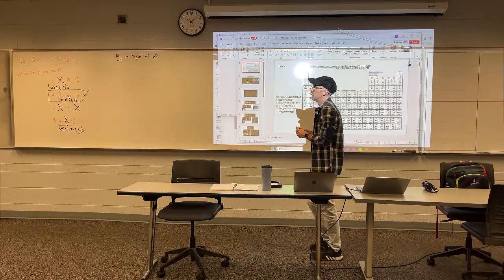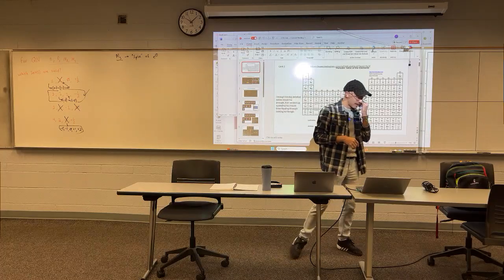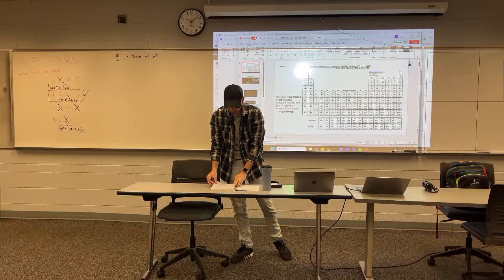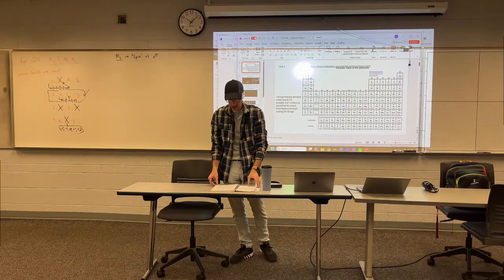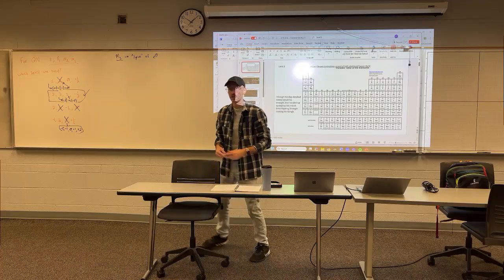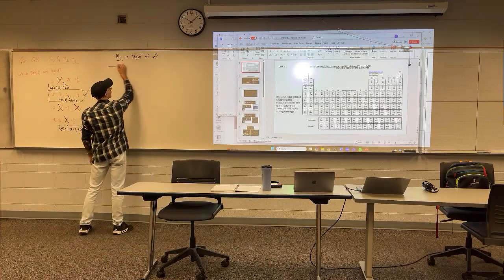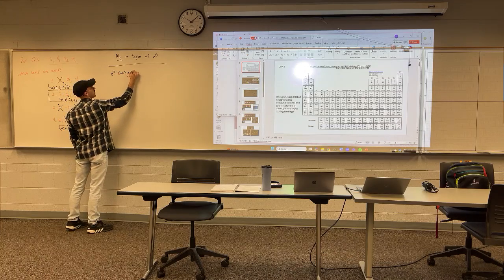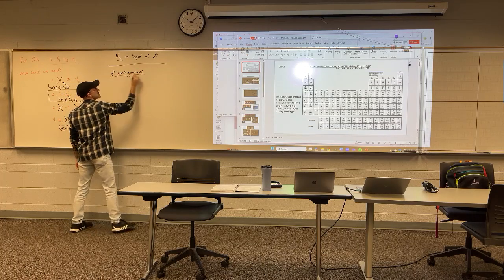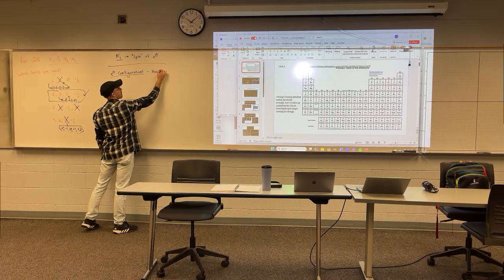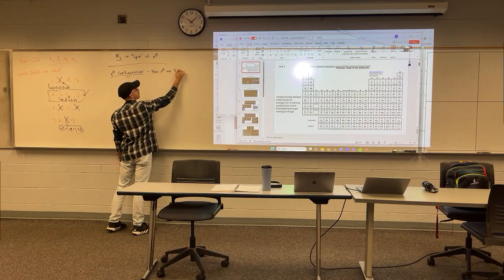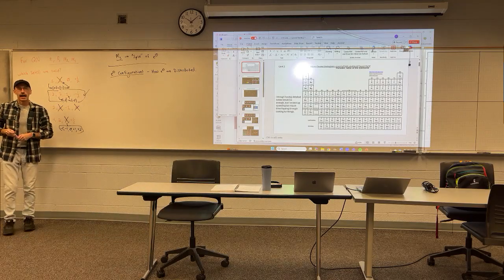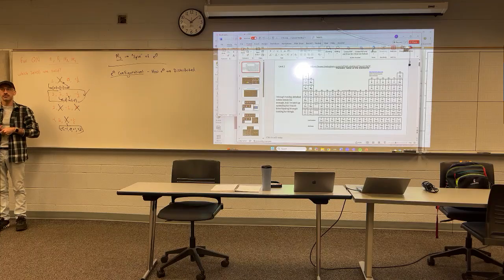Okay, so I want to take all of the electrons that we can have for an element and describe how those electrons are configured. These are electron configurations. How are the electrons that an atom holds distributed?